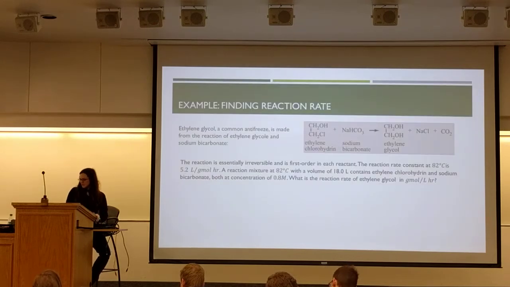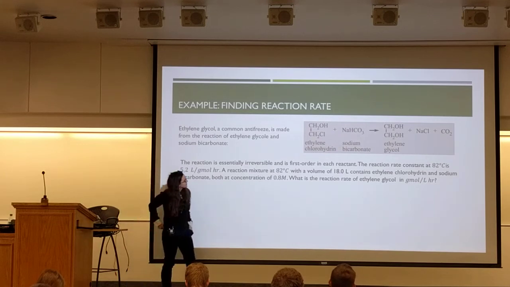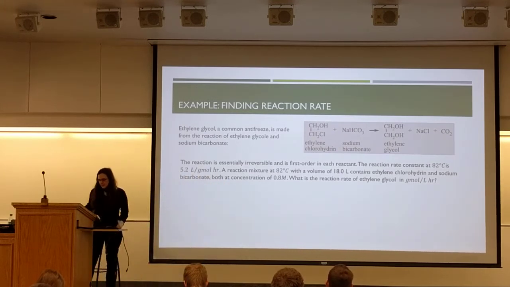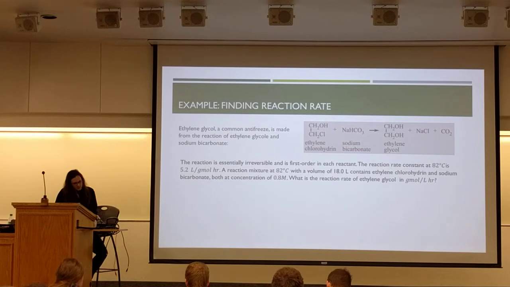Okay, so now I'm going to give you about 8 minutes, let's say until 9:35, to work on this example. What we have here is a reaction of ethylene glycol and sodium bicarbonate. We're going to consider it irreversible and first order. I've given you what the reaction rate constant is at that temperature, and the concentrations and the volume. And I want you to get that reaction rate in units of gram moles per liter hour.